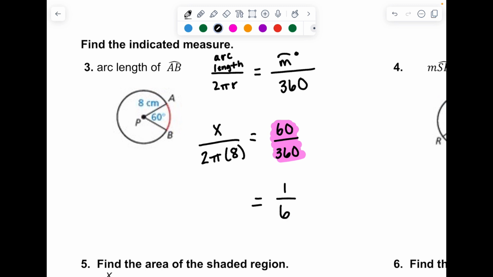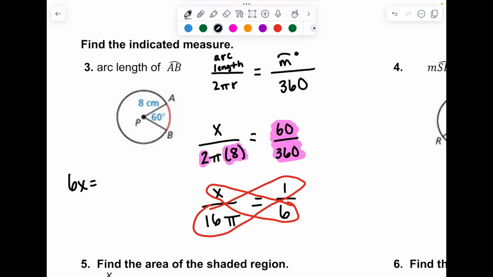And your calculator should do that for you if you have a good one. If not, you can always use one of mine. And we have on this side, we can simplify this 2 times 8, and that is 16. So we have 16 pi. Now our last step is we need to cross multiply, so let's start with 6 times x is 6x, and 16 pi times 1 is 16 pi.